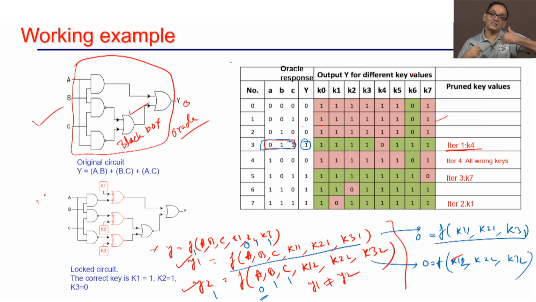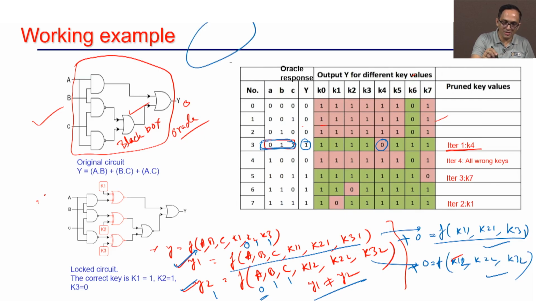So now, next time what I will do, I will call SAT for this plus this plus this, plus I will say Y1 not equal to Y2. So what is effectively happening is that all the values that do not satisfy this equation will not be considered again, right. So for this input, unfortunately only for K4 the value is different, right, because this is red, all the others are green. So all the other keys will remain in this search space.